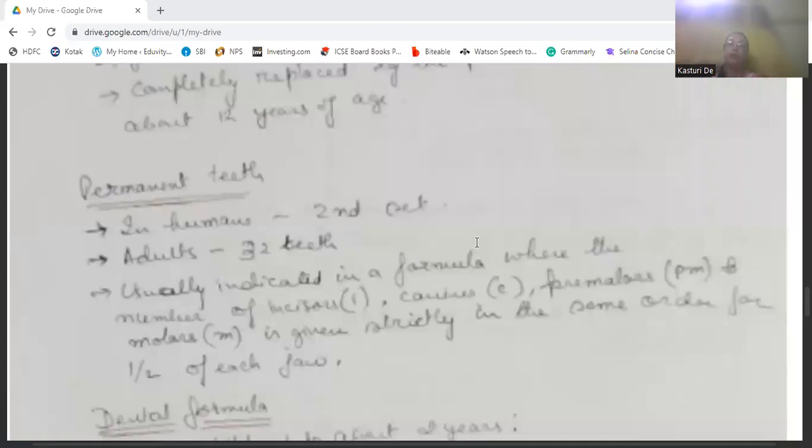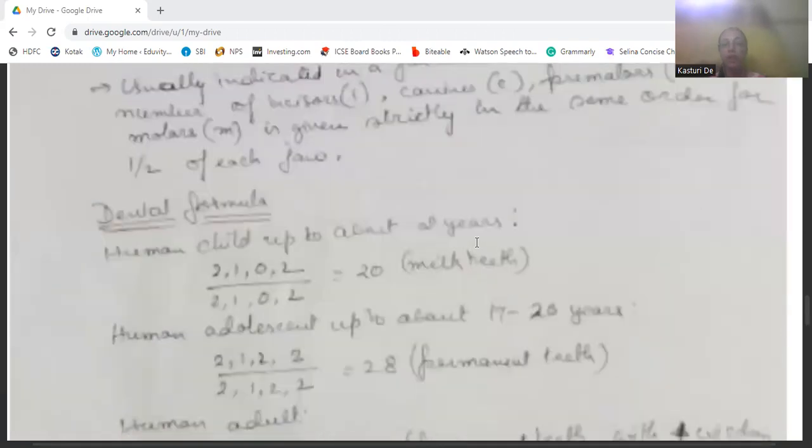Now the permanent teeth are the second set of teeth. The first set was milk teeth, the second set is the permanent teeth. They are 32 in adults. Usually they are indicated by a formula where the number of incisors is noted by I, canines by C, premolars by PM, and molars by M, given strictly in the same order for half of each jaw.